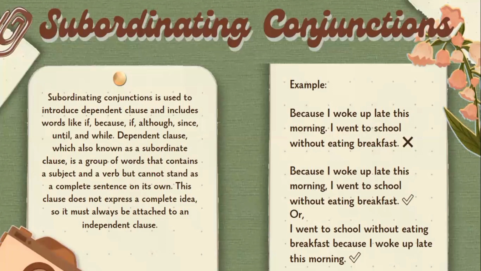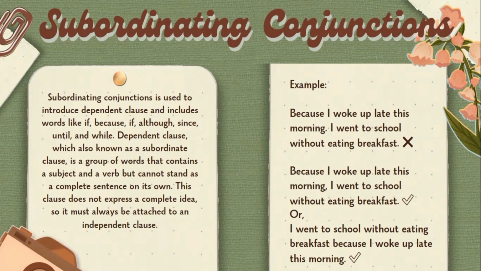The second conjunction is subordinating conjunction. A subordinating conjunction is used to introduce a dependent clause and includes words like if, because, although, since, until, and while. A dependent clause, which is also known as a subordinate clause, is a group of words that contains a subject and verb but cannot stand as a complete sentence on its own. This clause does not express a complete idea, so it must always be attached to an independent clause.